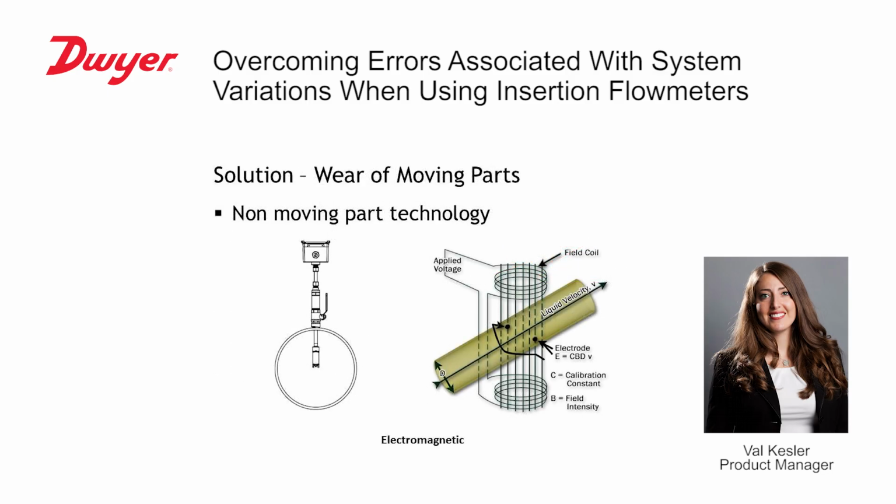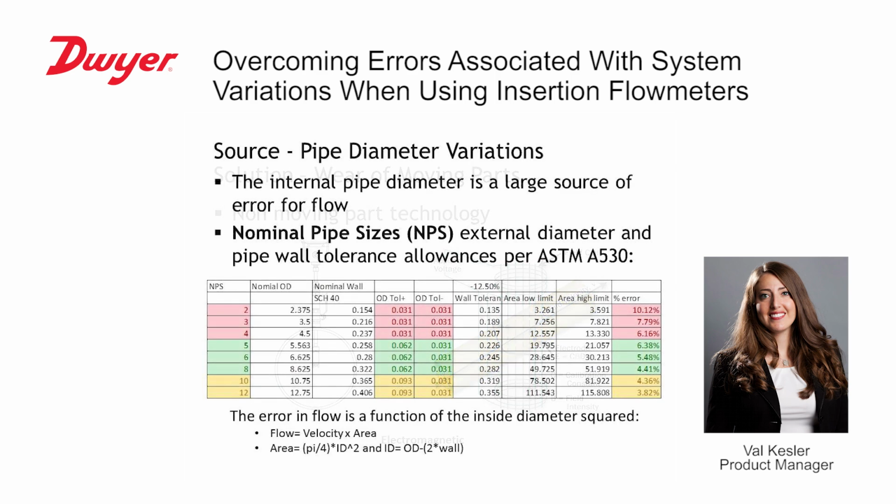So the obvious solution to avoid any kind of wear of moving parts is a non-moving part technology, which is what we went ahead and introduced with an insertion mag meter. An insertion mag meter features electromagnetic technology where there are no moving parts to wear or to break. You really just have a sensor located in the flow with electrodes that utilize applied current and voltage to give you your actual reading.